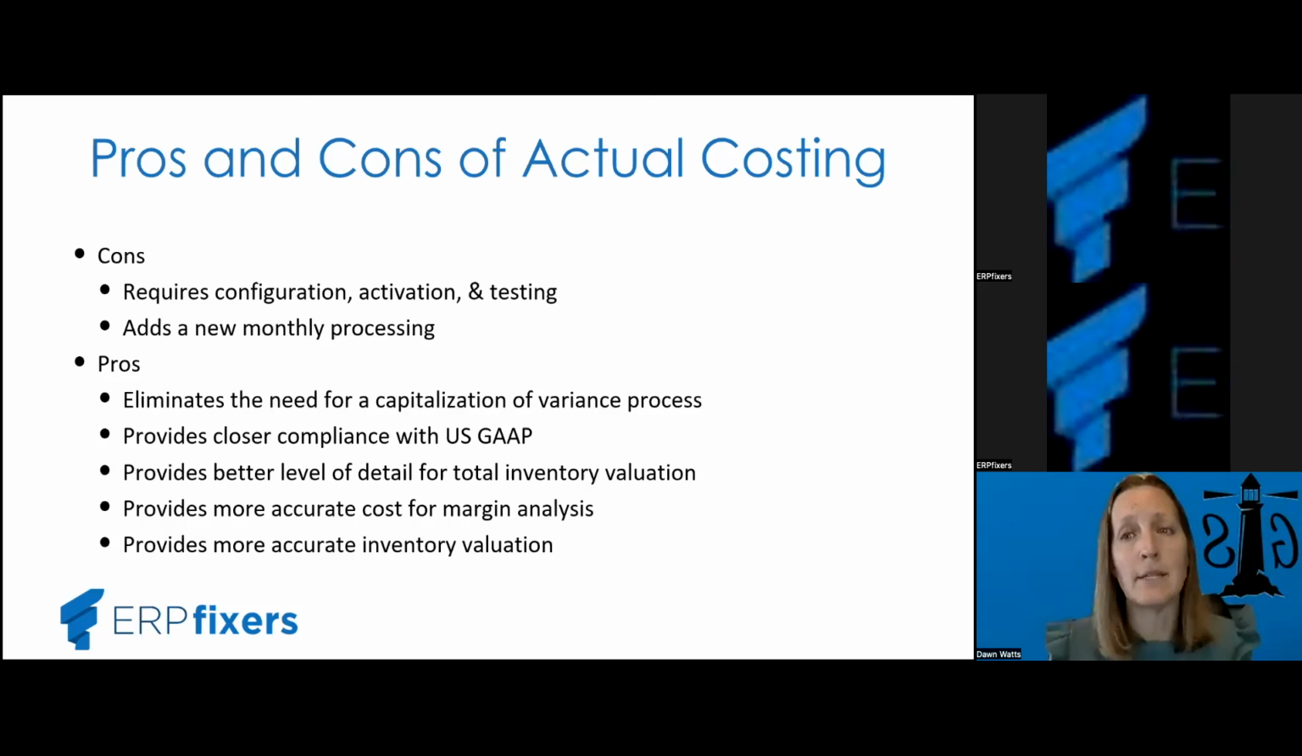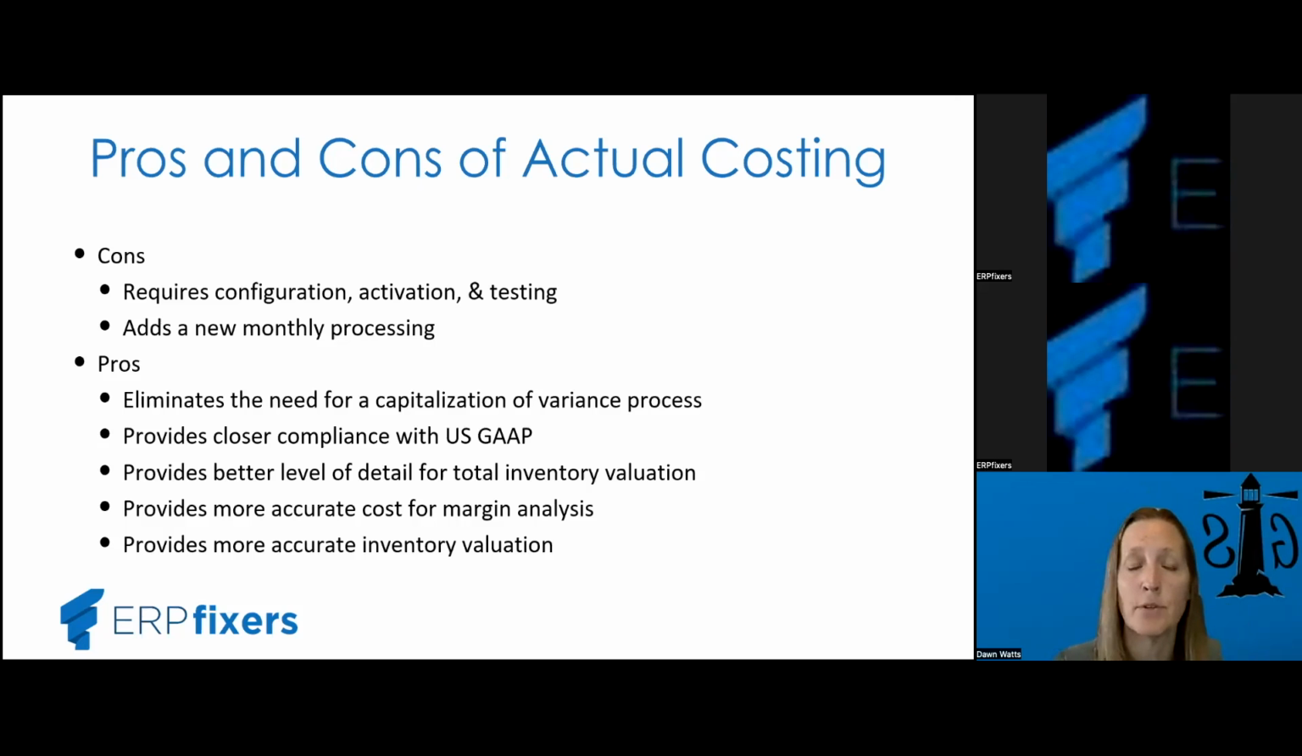And one thing is it adds a new monthly process. So it's adding in that actual costing run and the actual costing cockpit. It's a note there, but if you have processes where you're analyzing those variances and doing something with those variances, such as capitalizing them, then essentially you should be replacing those with the actual costing. Some pros: it eliminates the need for the capitalization of variances.